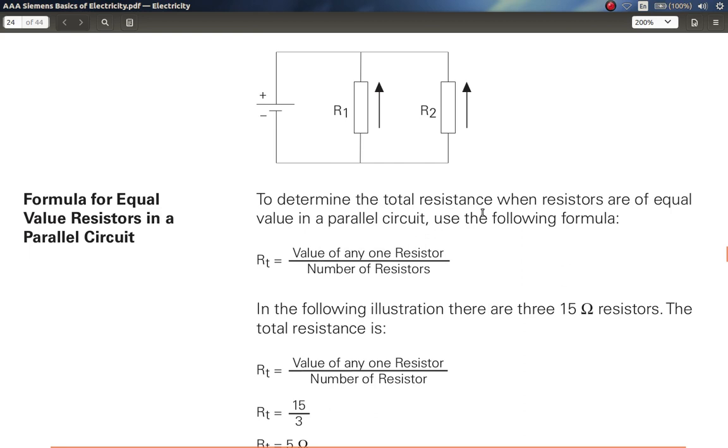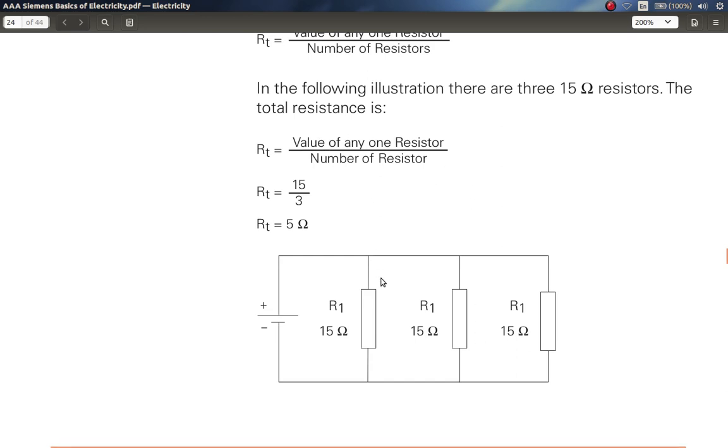To determine the total resistance when resistors are of equal value in a parallel circuit, use the following formula. RT, the total resistance, equals the value of any one resistor divided by the number of resistors. In the following illustration, there are three 15 ohm resistors. The total resistance is, so you have three of them.